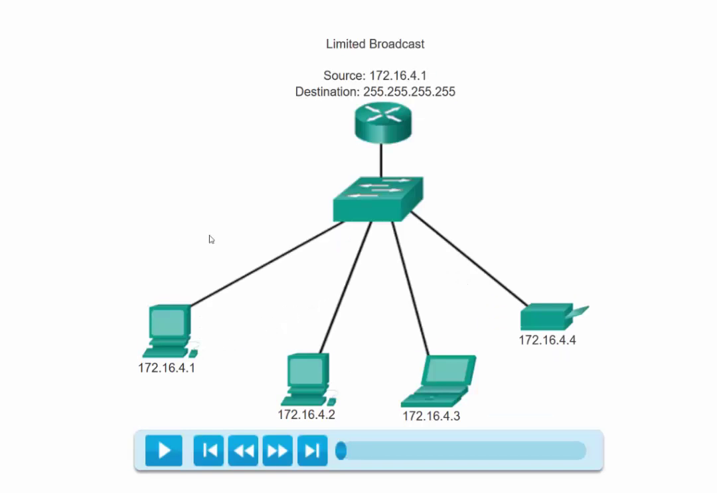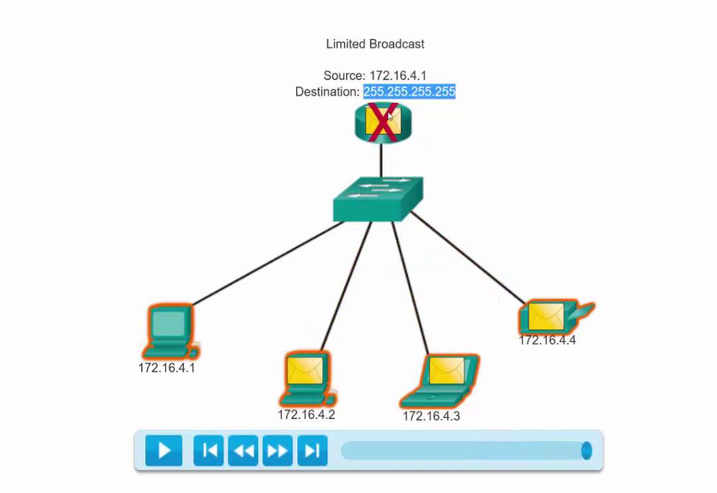As we have seen before, if the destination is a broadcast address, which is all ones, it means broadcast. In that case, the source sends a broadcast message to all the ports except the one that it came from. One thing to notice here is that broadcast packets are never forwarded by the router. The router will suspend or stop the broadcast packets.